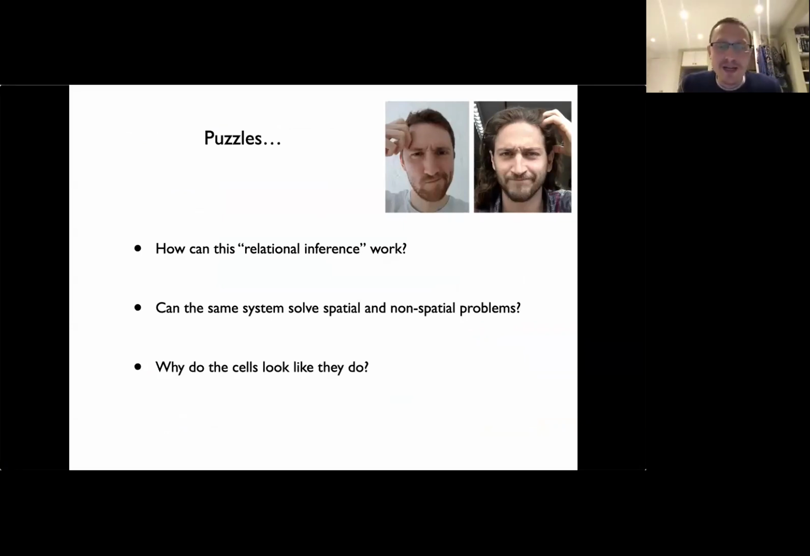The kind of puzzles we're interested in solving is how can this relational inference work? Can the same system solve spatial and non-spatial problems? Why do the cells look like they do? Those are the kinds of questions we're interested in solving.